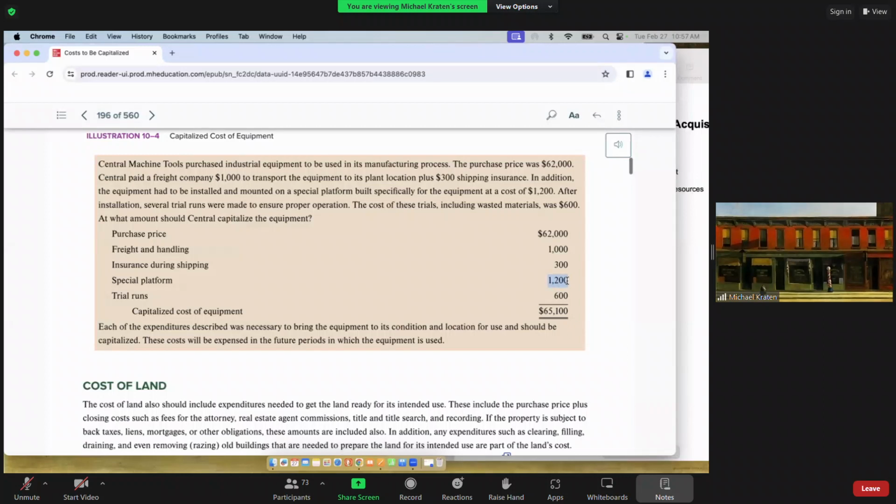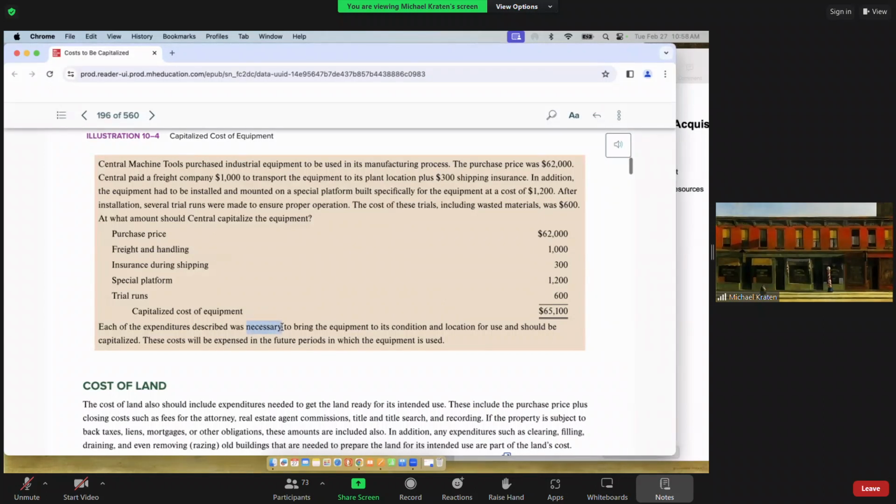I might have to buy a separate special platform that will sit underneath it. It's like having to buy a computer desk to go along with your computer. That costs money. And I have to test the equipment before I can use it. Trial runs. That costs money too. Do these all factor into and get added to the purchase price of the equipment? Absolutely. What is the test?